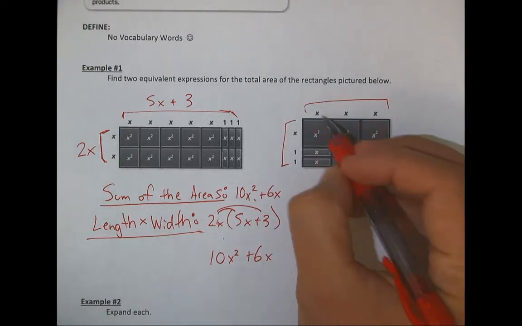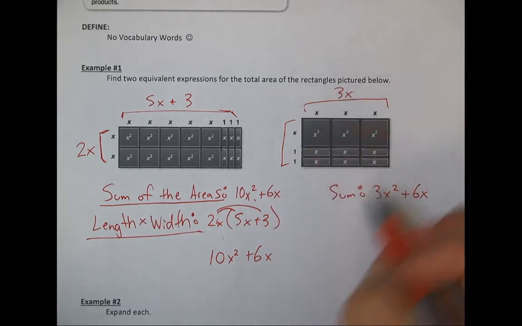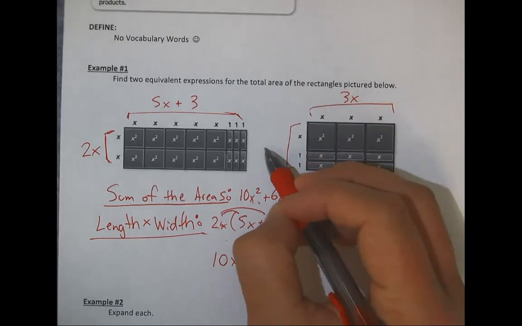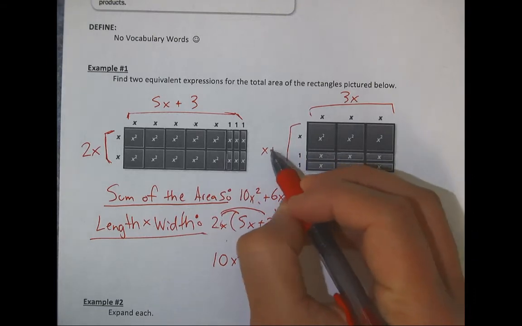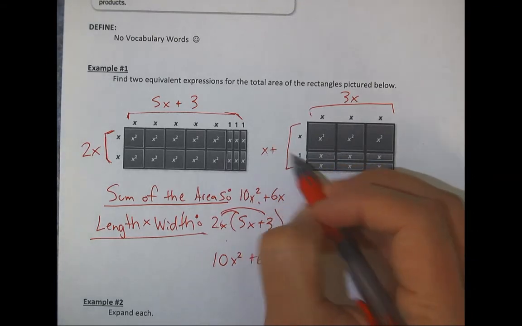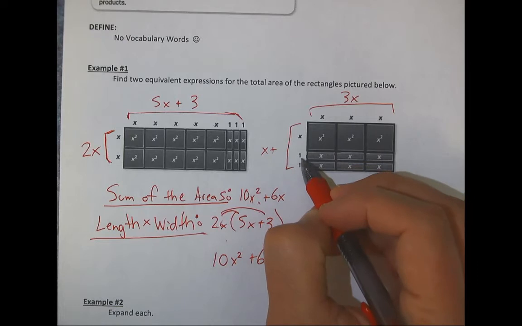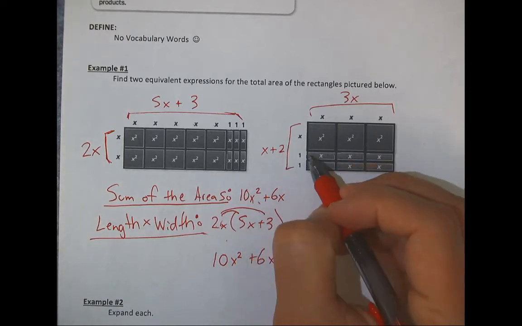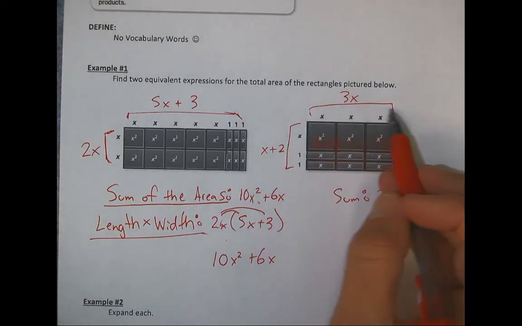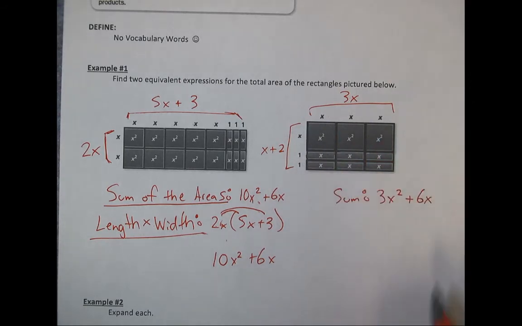Now, what about length times width? Base times height. This is 3x, and this is an x plus a different term, not a like term, so I gotta separate them. I can't put them together, and that's 2, the 1 plus the 1. So this length is 3x, and this length is x plus 2.